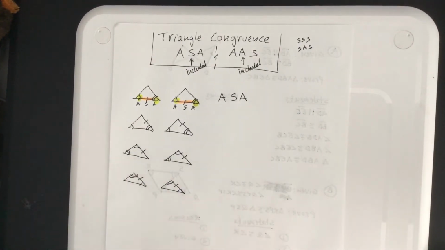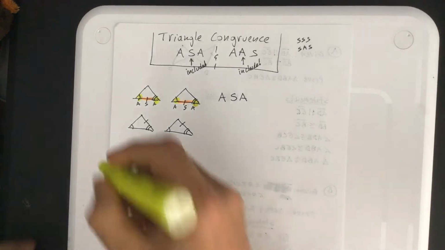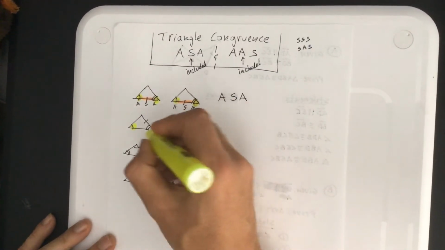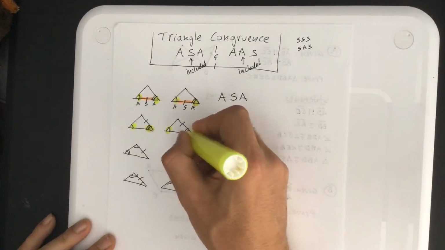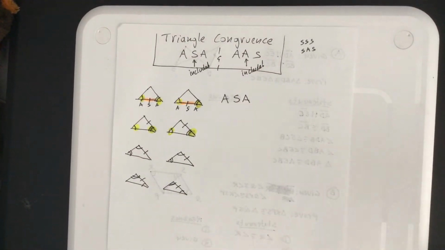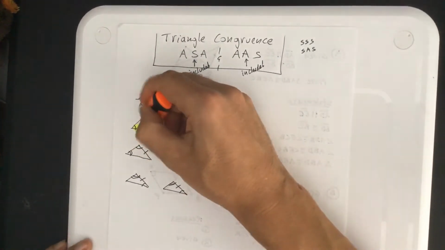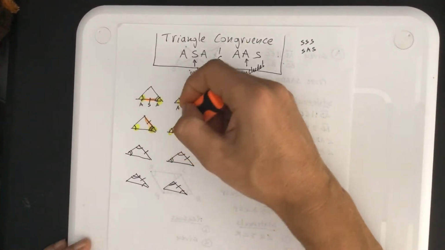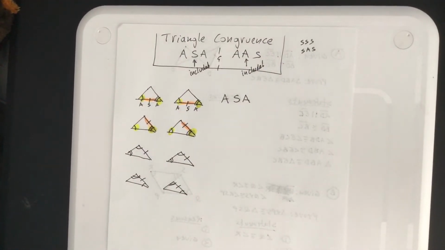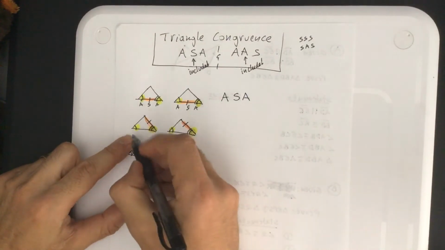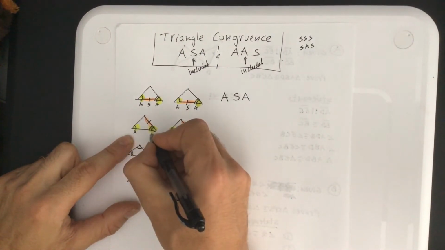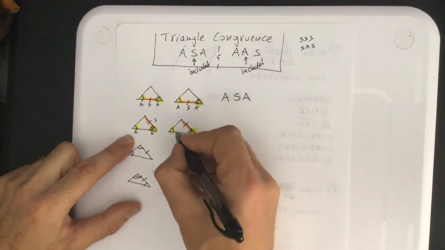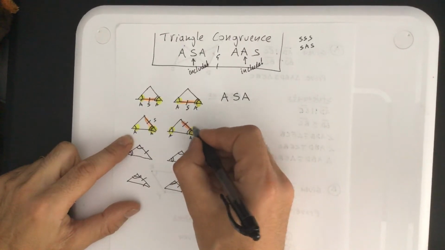Let's take a look at this one over here, okay? See if you guys can figure it out before I do it. We got an angle congruent to this angle, and this angle over here is congruent to that one right there, and then we got the side here, congruent to that one. The question is, is the side between the two angles? Yes or no? Well, in this case it's not, right? So what we got over here is angle, angle, side.